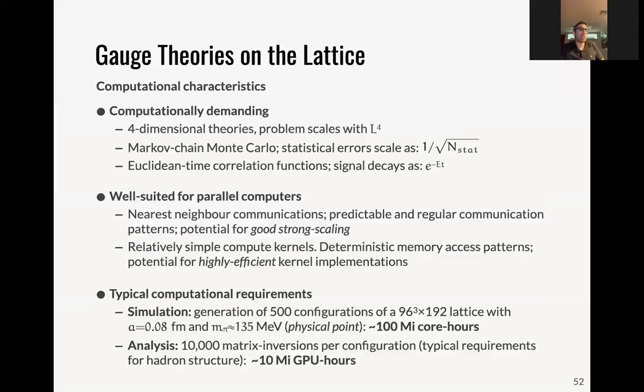And then if you want to do a typical analysis, so now you have these configurations and you want to compute some observables like the two-point correlation functions I showed before, then usually you need for each one of these configurations about 10,000 to a few tens of thousands of matrix inversions, which is typical for hadron structure requirements. And that gives you a ballpark estimate of the analysis component of being about 10 million GPU hours. So these kinds of resource requirements, 100 million core hours and 10 million GPU hours, are on the higher end of what you can get from a large scale computer time application on the big supercomputers in Europe, okay?